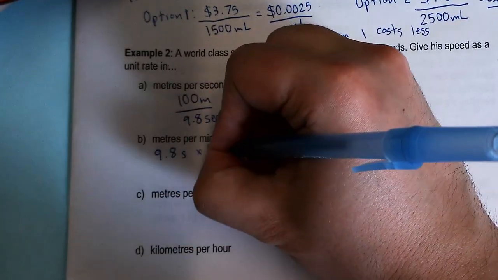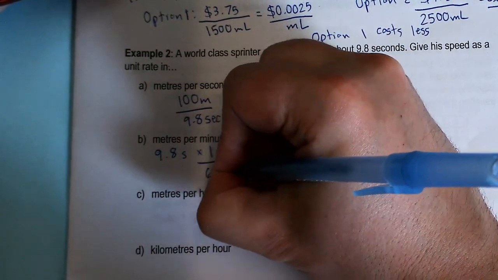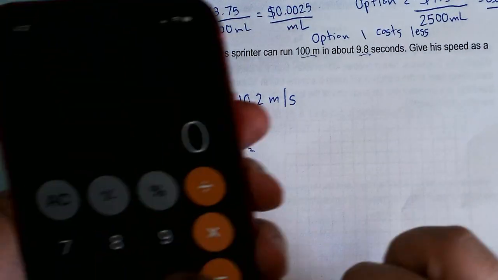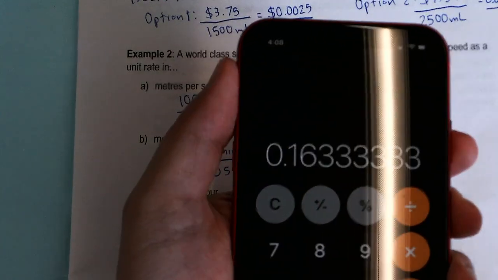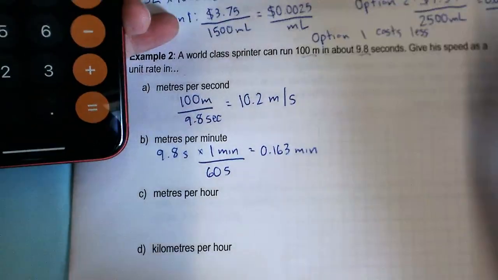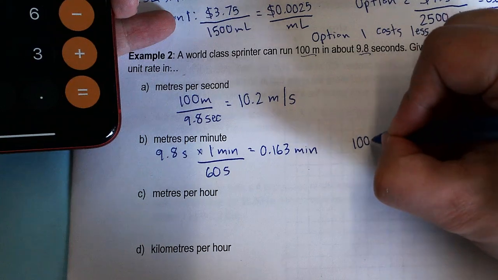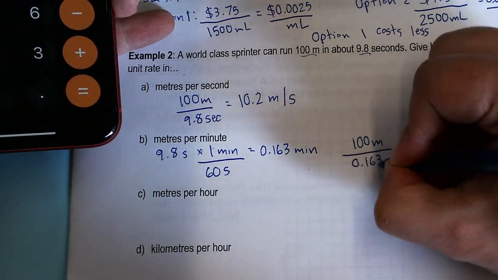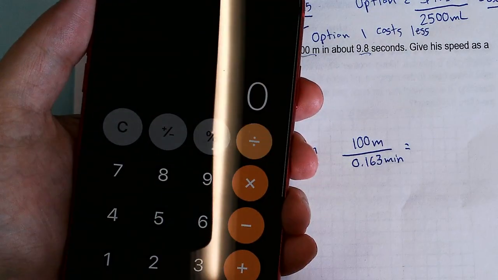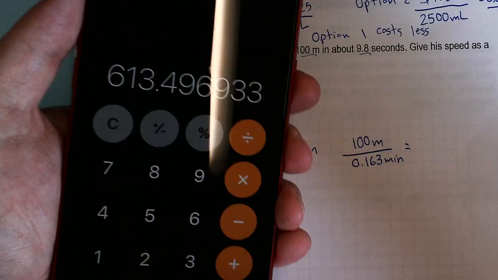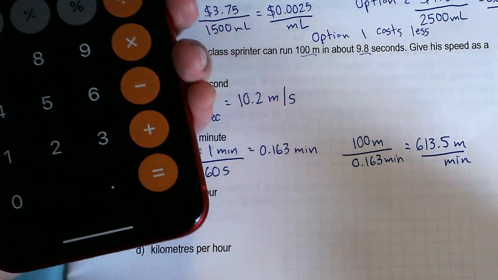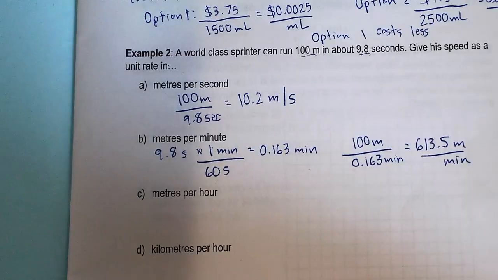So what we're going to do is divide by 60 seconds. 9.8 divided by 60 is 0.163, and that's minutes. And now to find the unit rate, we're going to do 100 meters divided by 0.163 minutes. So 100 divided by 0.163 is 613.5 meters per minute.